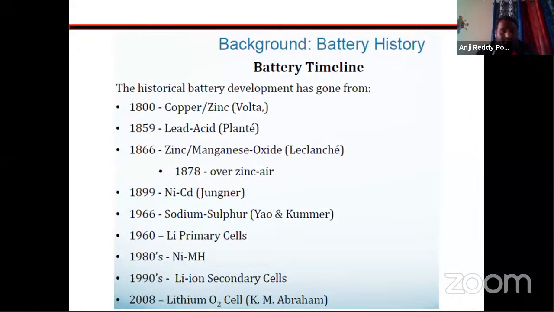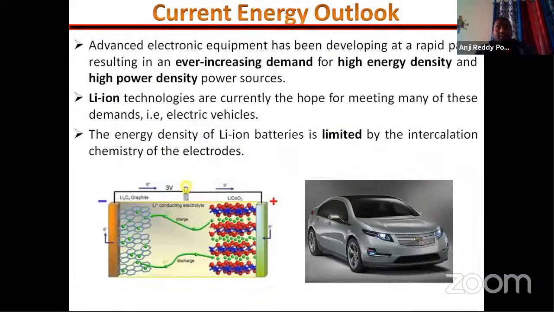This is the complete history of the battery. Lithium batteries started in the 1990s, and lithium oxygen batteries started in 2008. Regarding the current energy outlook, nowadays we are looking for high energy density and high power density energy sources. The main alternative is lithium ion technology, particularly in electric vehicles. The energy density of lithium ion batteries is limited by the intercalation chemistry of the electrodes.